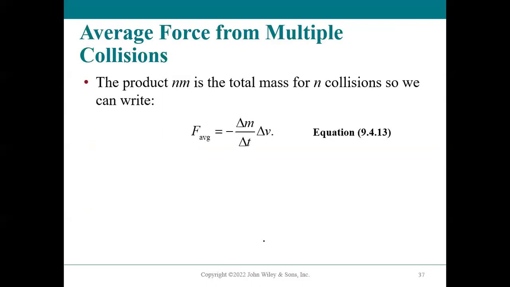So for the average force from multiple collisions, the product n times m is the total mass for n collisions. So we can write that the average force is minus delta M times delta V divided by delta T.